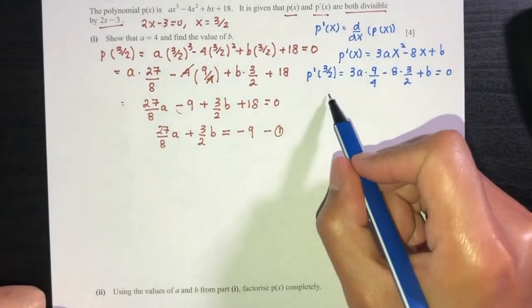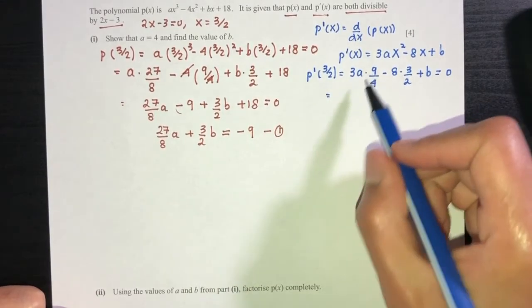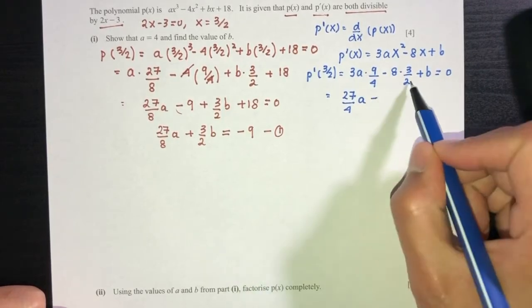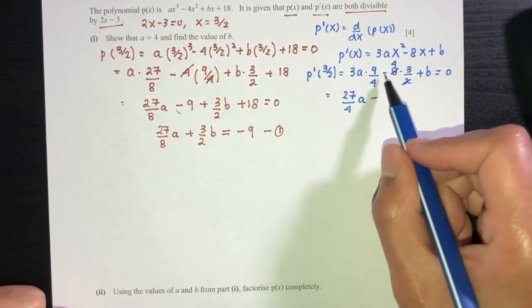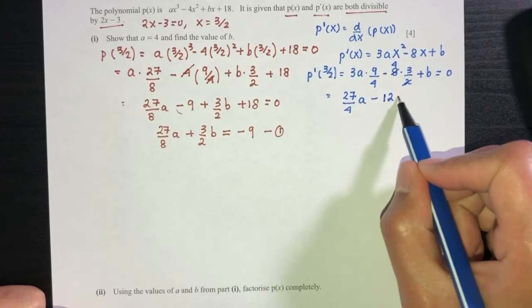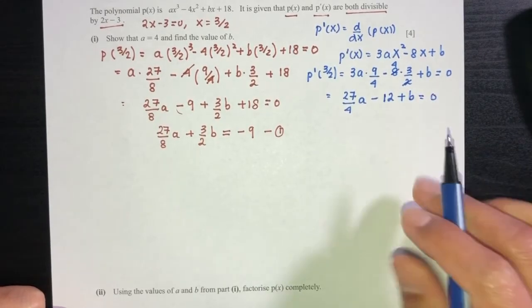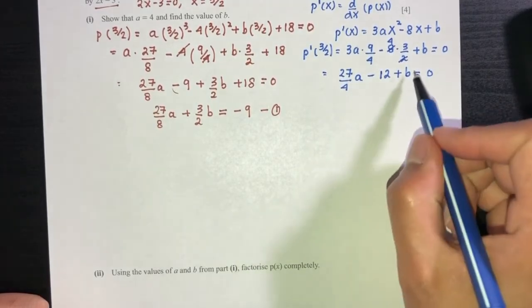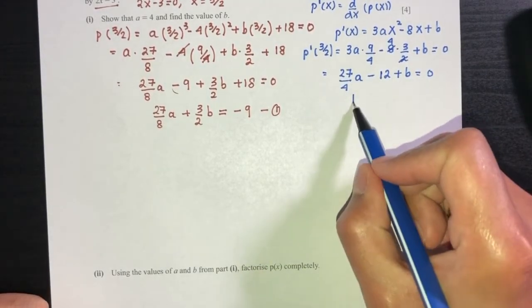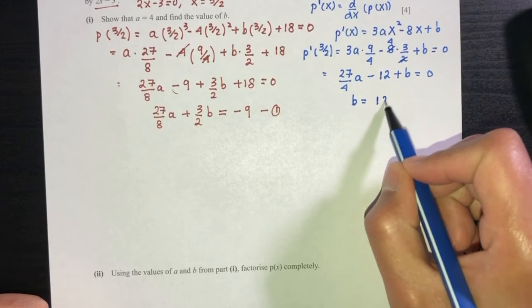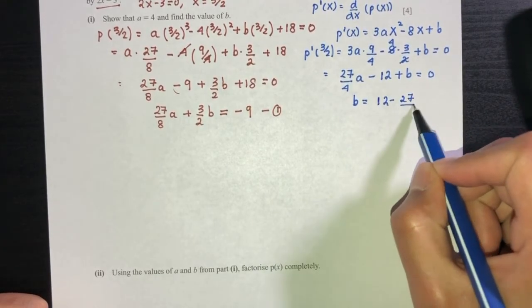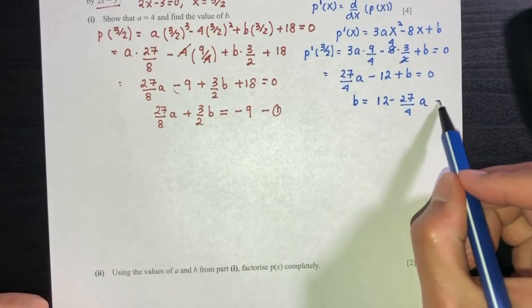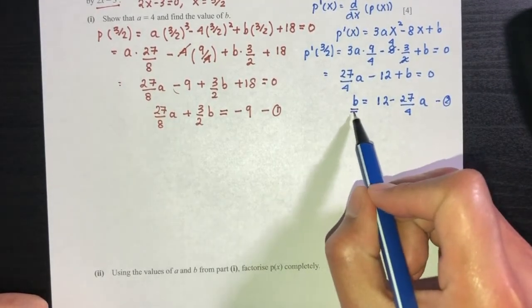Now let's simplify. You will have 3 times 9 is 27/4a. 4 times 3 will be minus 12 plus b equal to 0. So now we can send 12 over here. Let's make b the subject of the formula. So here we have b is equal to 12 minus 27/4a. That is my second equation, where we have b as the subject of the formula.